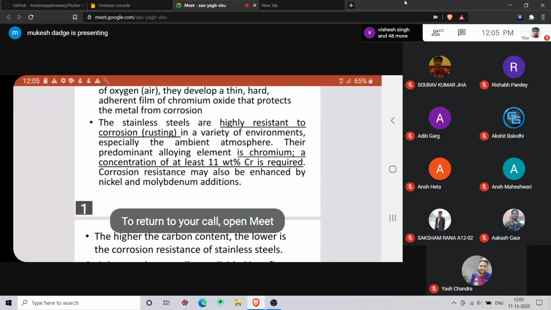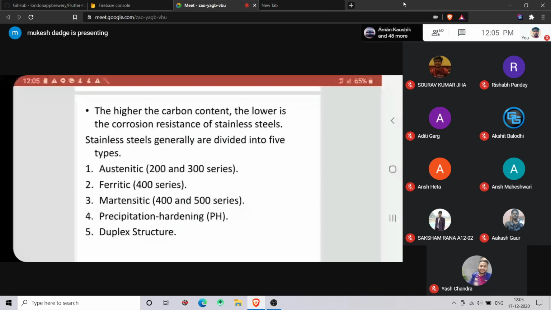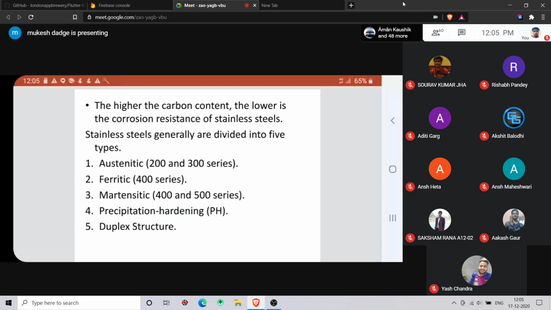So there are different types, right? The higher the carbon content, lower will be the corrosion resistance of stainless steel. That means higher the carbon content, lower will be the corrosion resistance. This is inversely proportional.